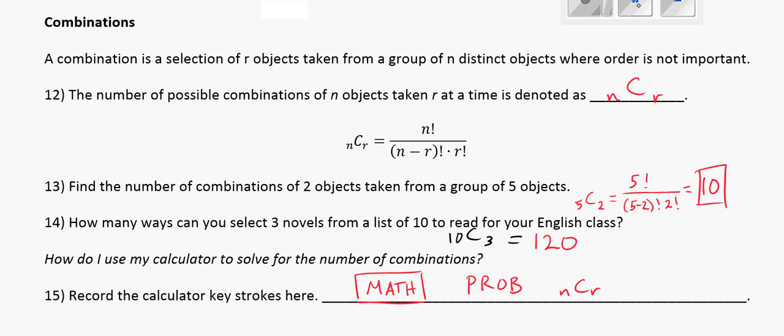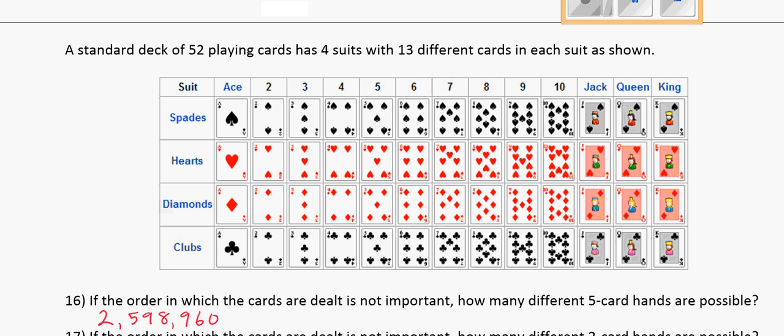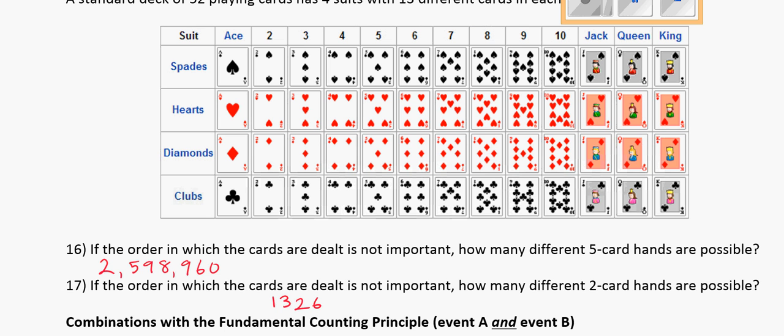We're going to be using the cards a lot as we discuss probabilities, so I've included a little table here. There's 52 playing cards in a standard deck. It has 4 suits: spades, hearts, diamonds, clubs. And there's 13 different cards, ace through king, in every suit. So these are all the possible cards or possible outcomes there are when you draw a card out of a standard deck.